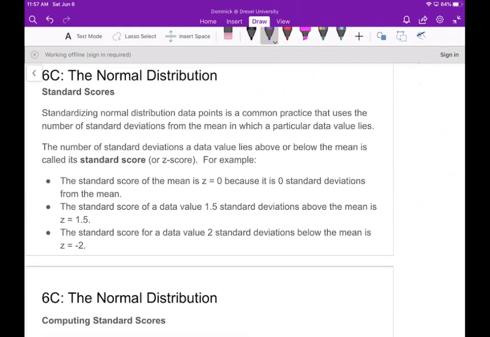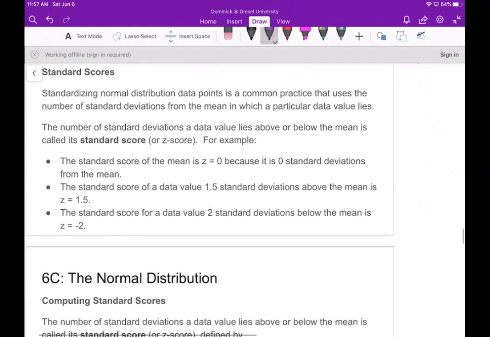Now, the last thing that we'll talk about in this video is the idea of what we mean by standard scores. Now, standardizing normal distribution data points is common because we can then talk about data points by classifying them with the number of standard deviations from the mean that they are. Now, the number of standard deviations a data value lies above or below the mean is what we call a standard score or a z-score.